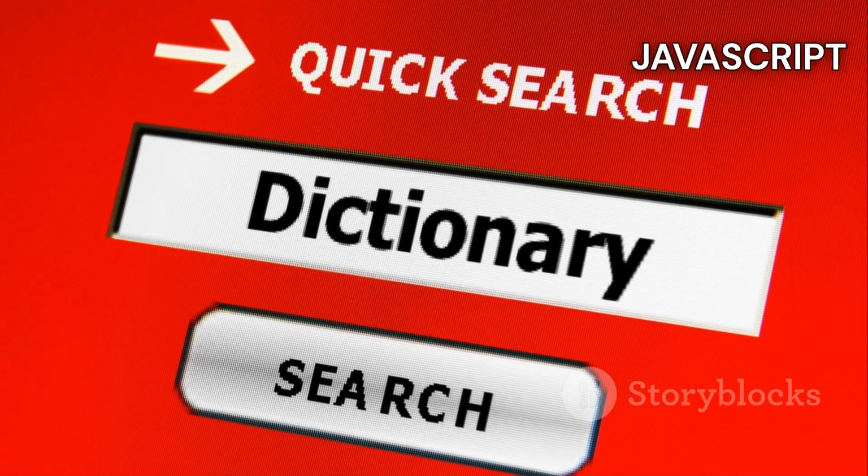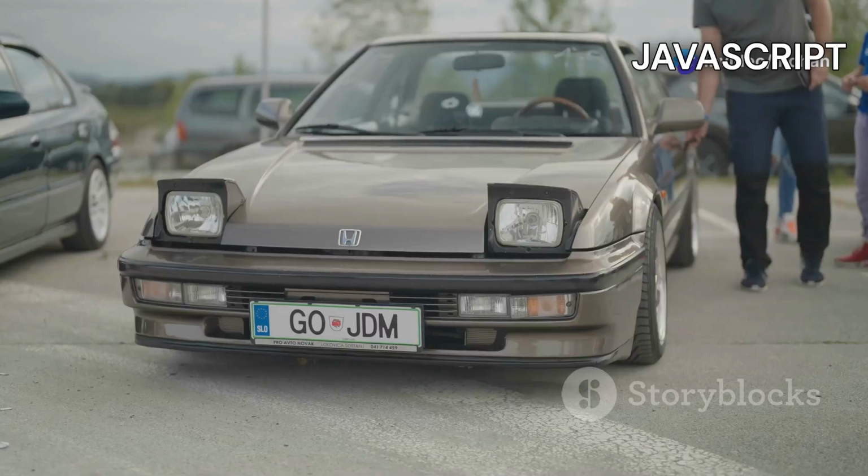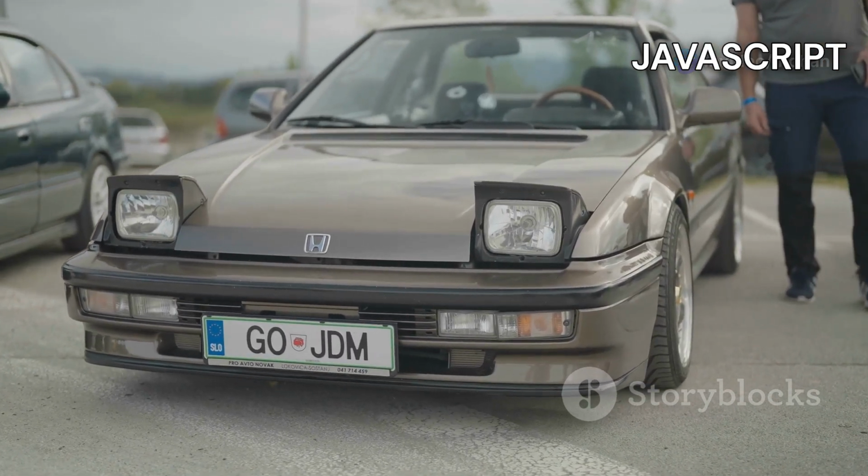Think of it like a dictionary. You look up a word, the key, to find its definition, the value. For instance, if we have an object representing a car, the color key might have the value blue.